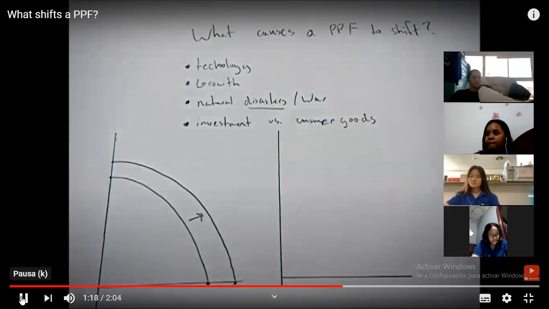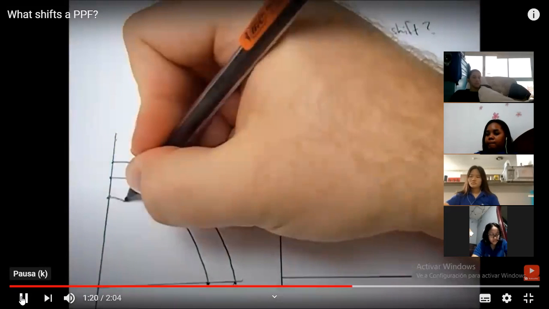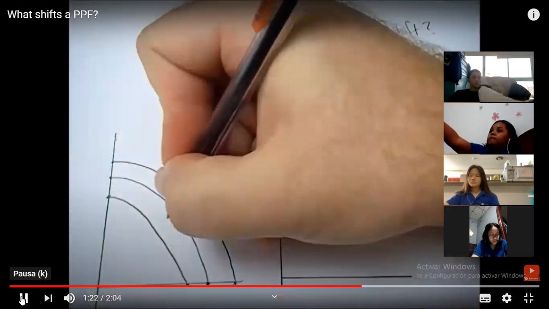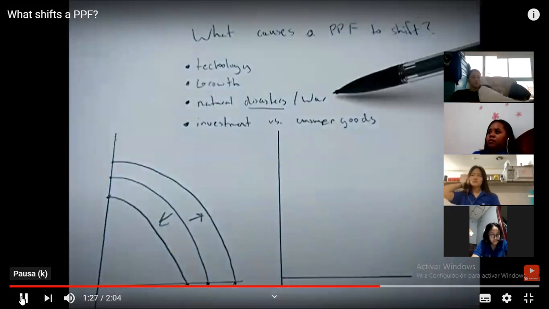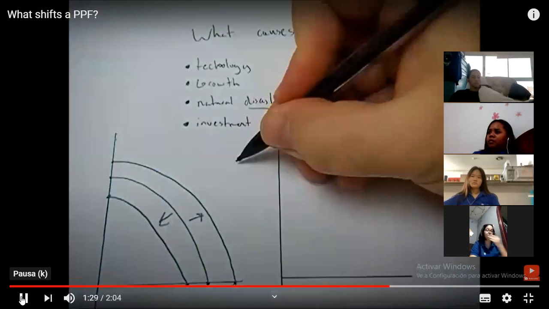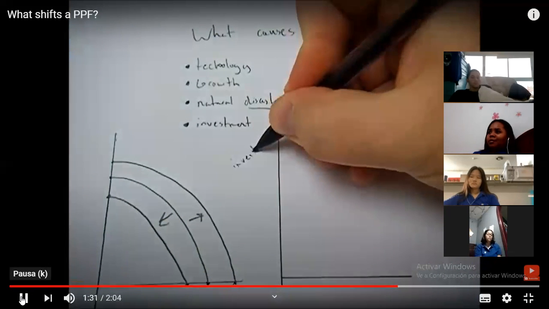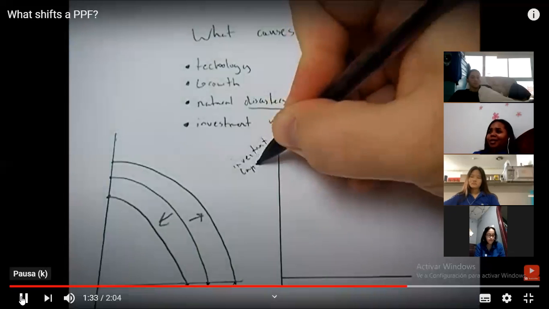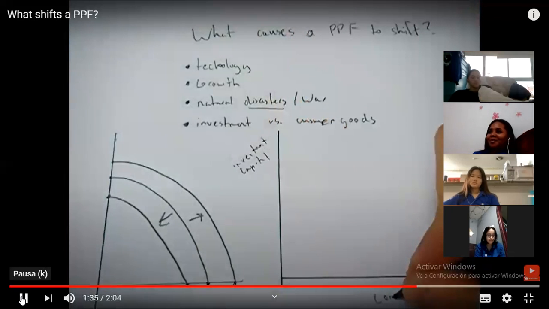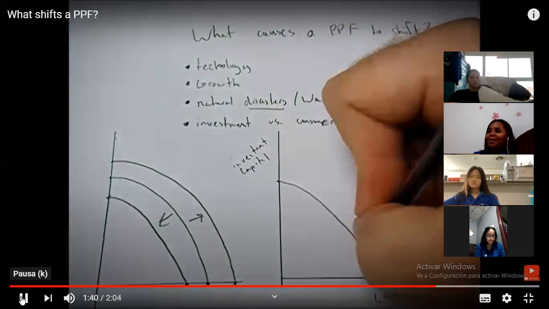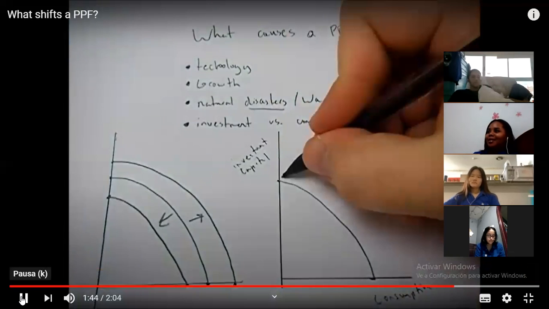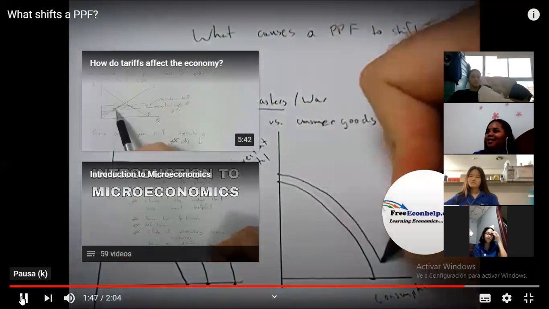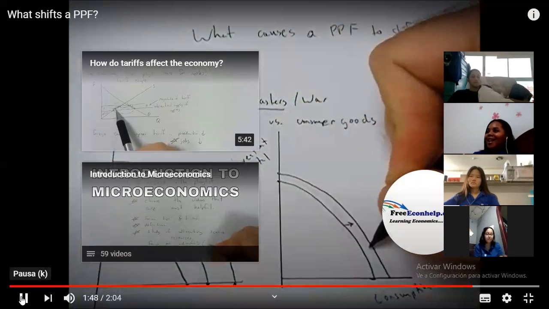Like Hurricane Irene and some factories get destroyed. We'll actually see our PPF shift in because we can produce less goods. Also with war if they destroy some things. Now with the last one, we have investment goods or capital goods versus consumption goods. So if we choose to consume today a lot of consumption goods like jeans and food, then in the next time period, we're going to have a very small shift out, limited growth in the economy.